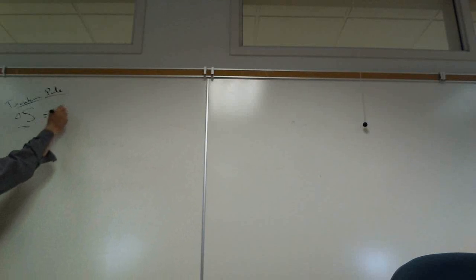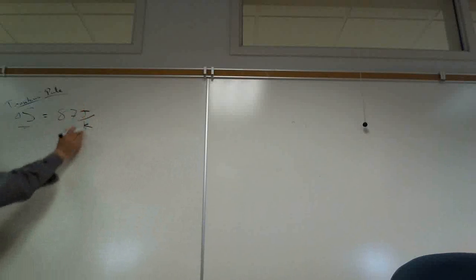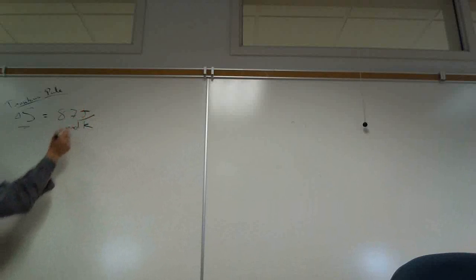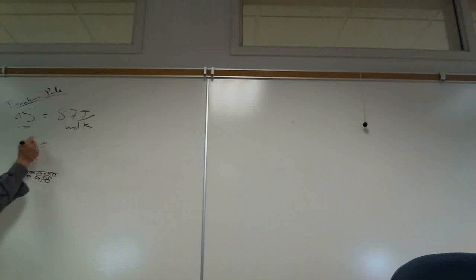Well, anyway, delta S. Trouton's rule just says that it's about, what, 87, 88? 87 joules per Kelvin per mole. This is just saying a typical liquid, when it gets vaporized, will form a typical gas.